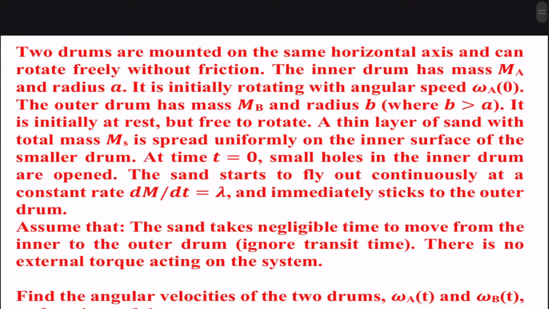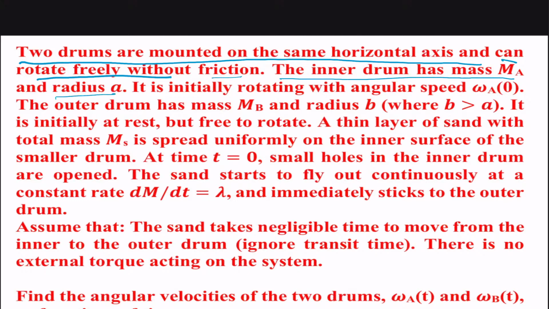It states that two drums are mounted on the same horizontal axis and can rotate freely without friction. The inner drum has a mass ma and radius a. It is initially rotating with the angular speed omega a naught. The outer drum has a mass mb and radius b, where b is greater than a. It is initially at rest but free to rotate.